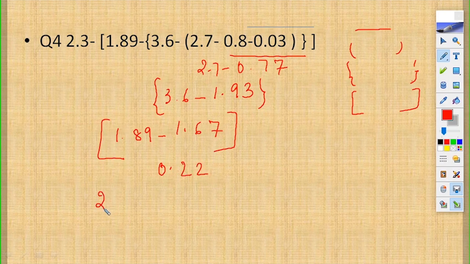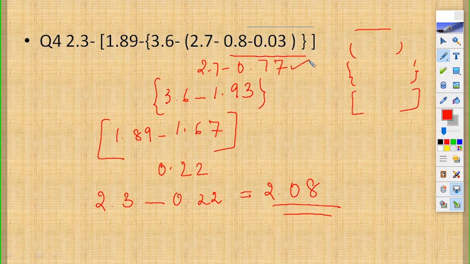What is the first number? 2.3 minus 0.22. So my final answer is 0.08. First the line bracket, 0.8 minus 0.03, I got 0.77. Then 2.7 minus 0.77, I'll get 1.93. Then when I solve the curly bracket, I'll get 1.67, and then the rectangular bracket I will solve, I'll get 0.22.